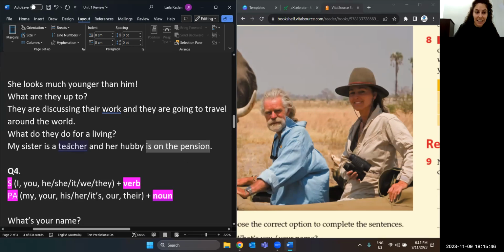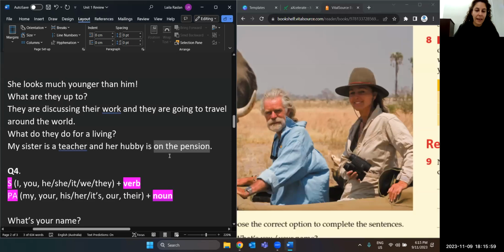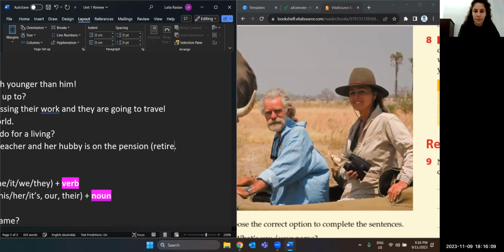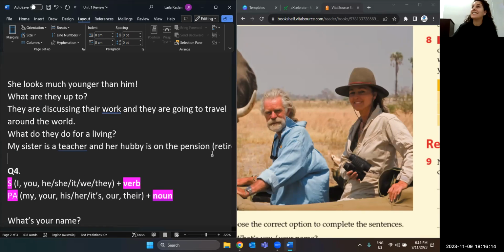So my sister is a teacher and her husband is on the pension. So that means he's retired. Yeah, he's on the pension. It's more common to say, and her husband is retired. So that's more common, but the other one is still correct. Yep, retired. Okay, good. And awesome.